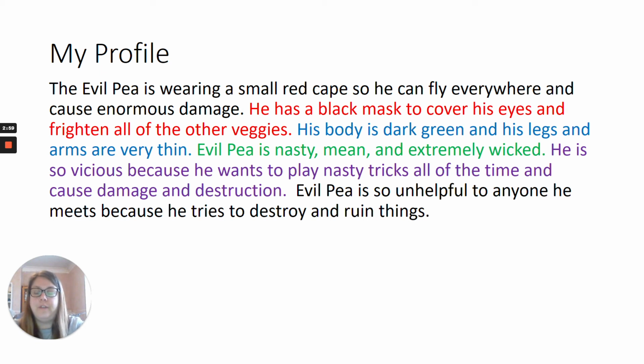So can you see how I've tried to explain why he is wearing a small red cape or why he's unhelpful? I hope your sentences do the same. If they don't, perhaps you could have a look now to see if you could improve them even better. So rather than doing it in blue pen, underneath, see if you can choose one or two of your sentences to improve. So if you've only put Evil P wears a small red cape, see if you can improve that sentence and tell me why. So yes, you can use some of my words or my ideas, but see if you can create your own.